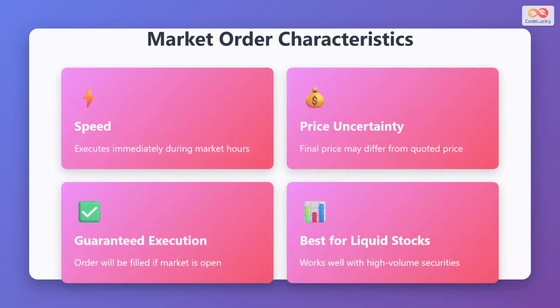Market orders have four main characteristics you need to understand. First, they execute with incredible speed, filling almost instantly when the market is open. Second, there's price uncertainty because the final transaction price can differ from the quoted price you initially saw. Third, execution is virtually guaranteed as long as the market is open and the stock is trading. Fourth, they work best with liquid stocks, meaning highly traded stocks with lots of buyers and sellers, where price gaps are minimal.